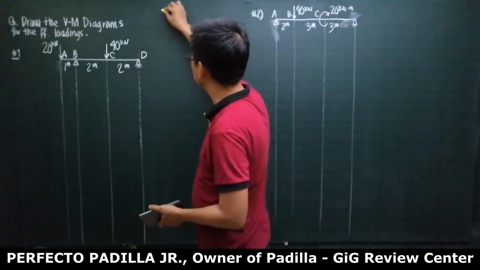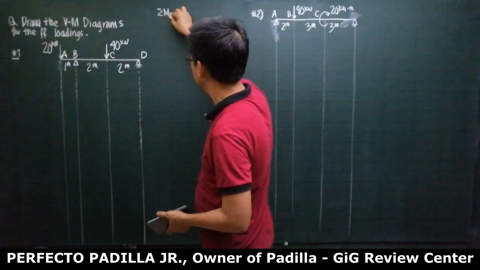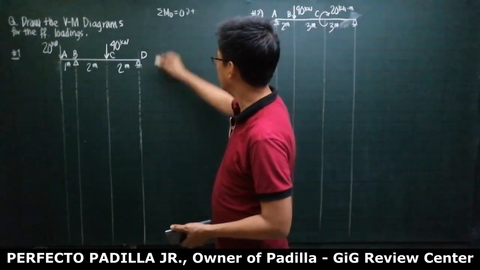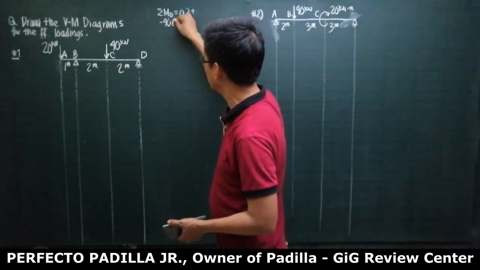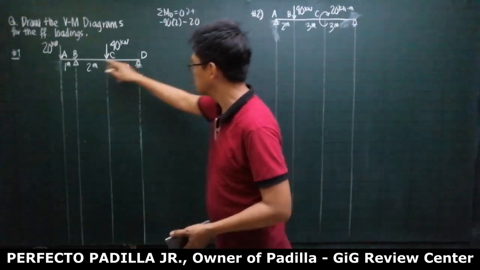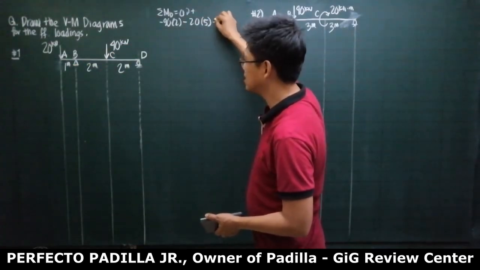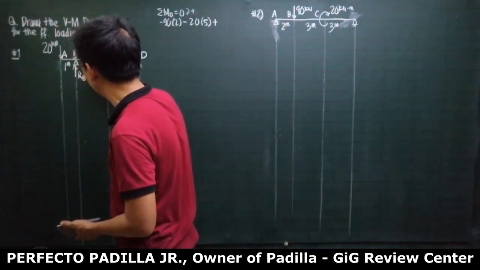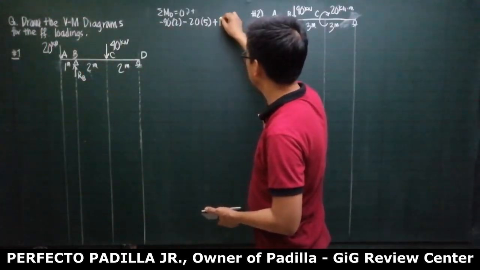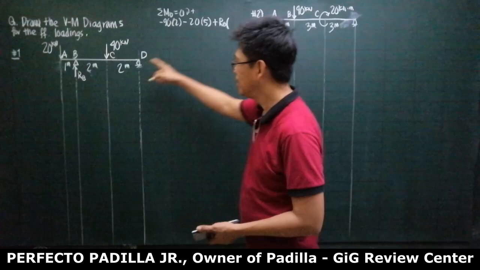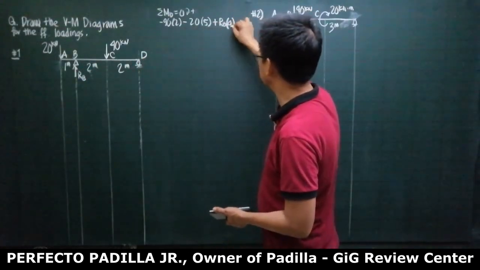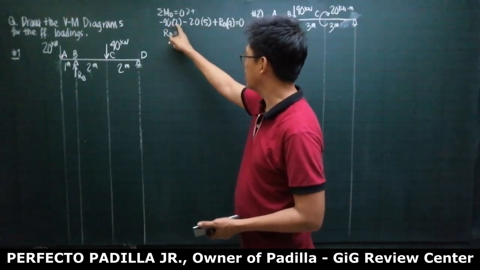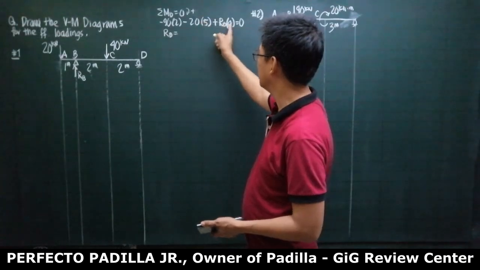The reaction can be solved by taking summation of moment at D is equal to 0, clockwise positive, counterclockwise negative. So I have here minus 40 times 2 minus 20 times 5 plus the reaction at B, this one, will produce clockwise moment at D. So plus RB multiplied by the moment arm 4. And this is equal to 0. So therefore, our RB is going to be 40 times 2 plus 20 times 5 divided by 4.